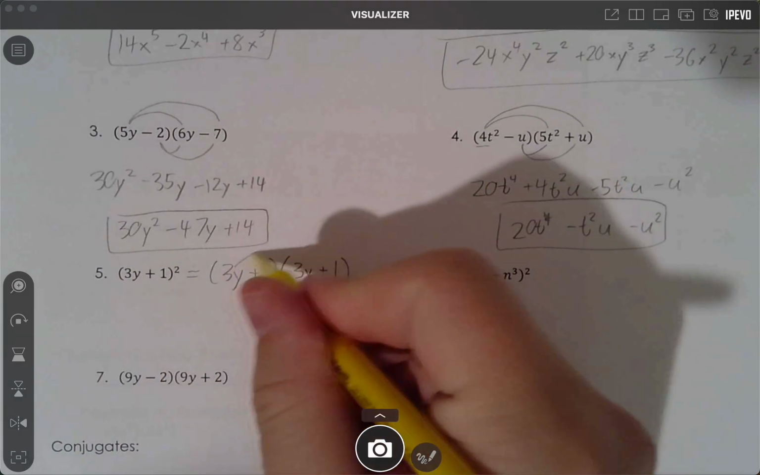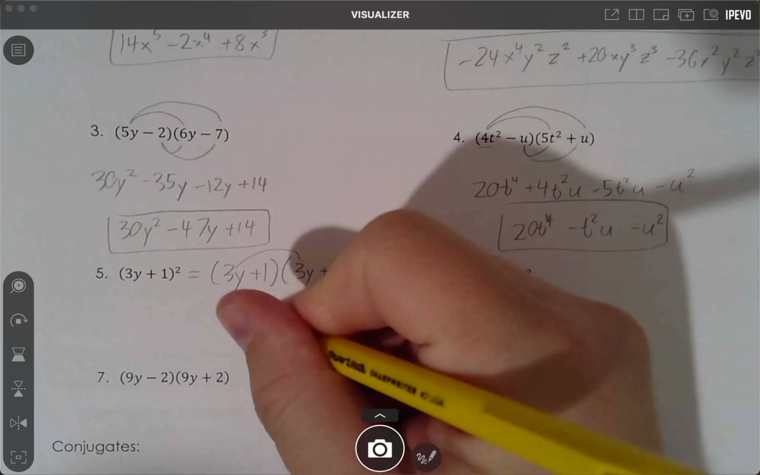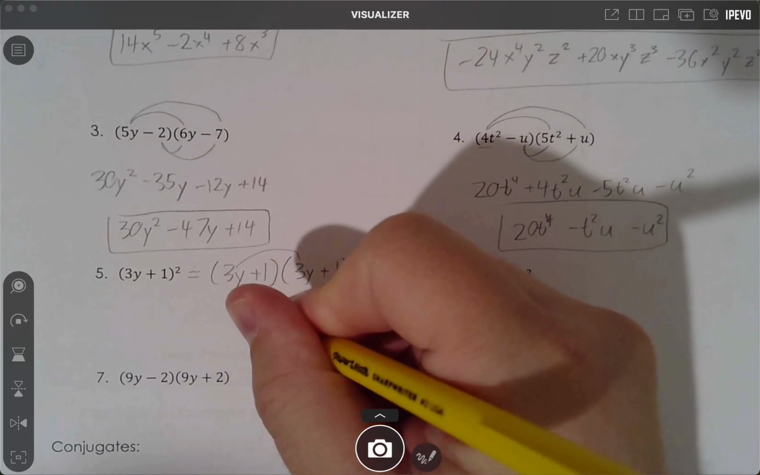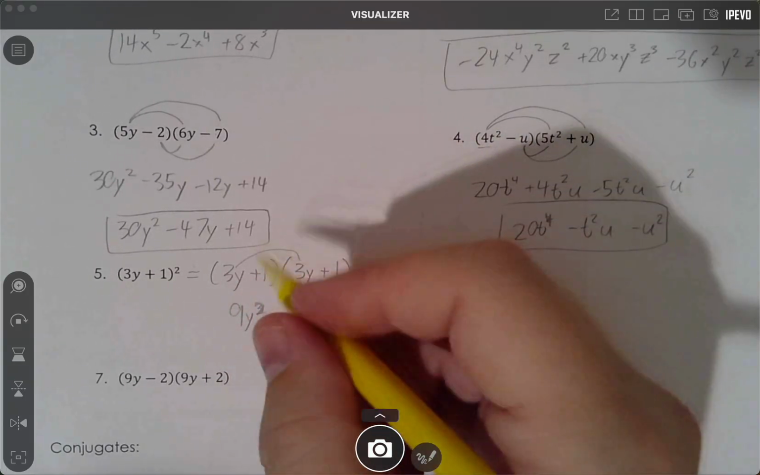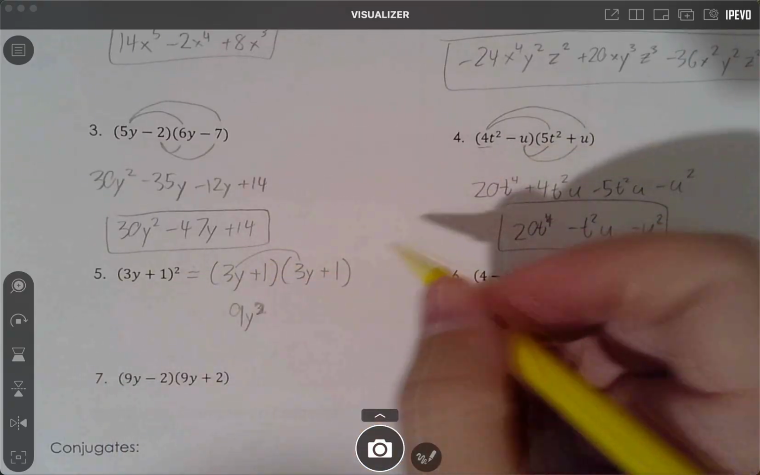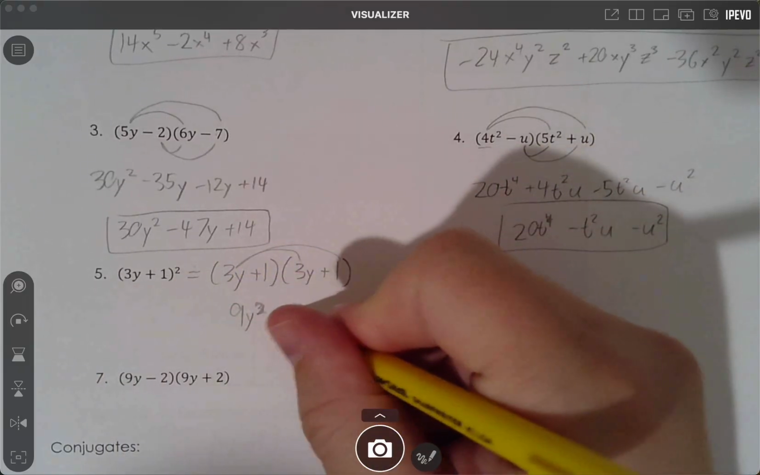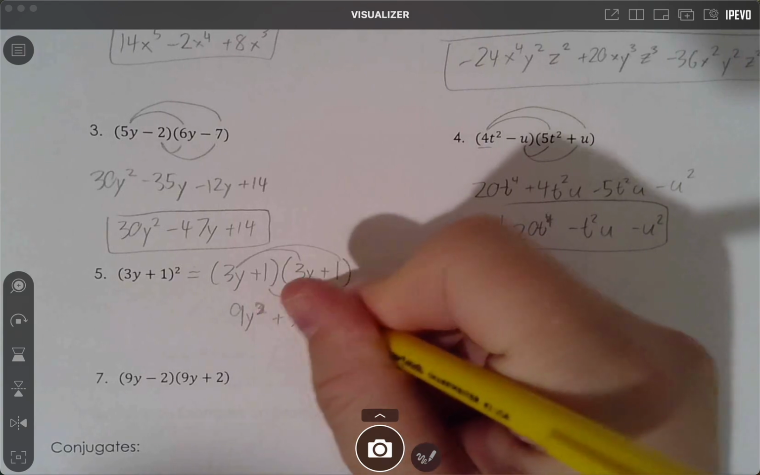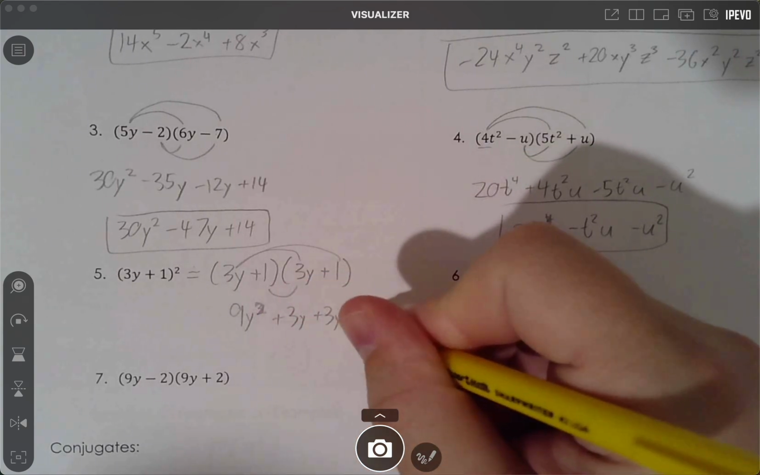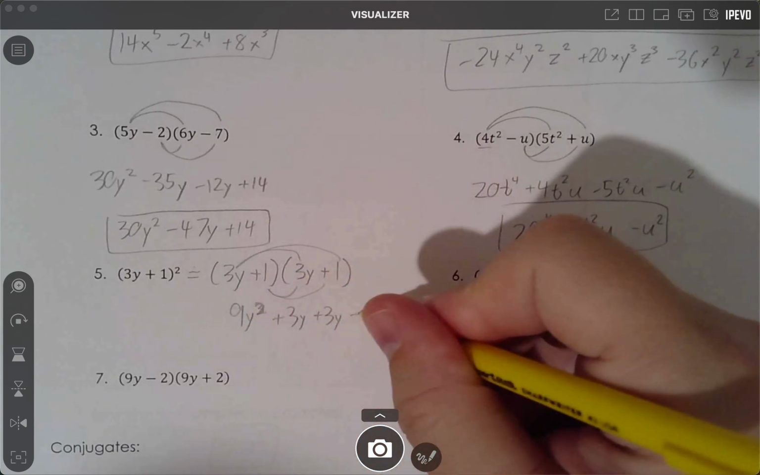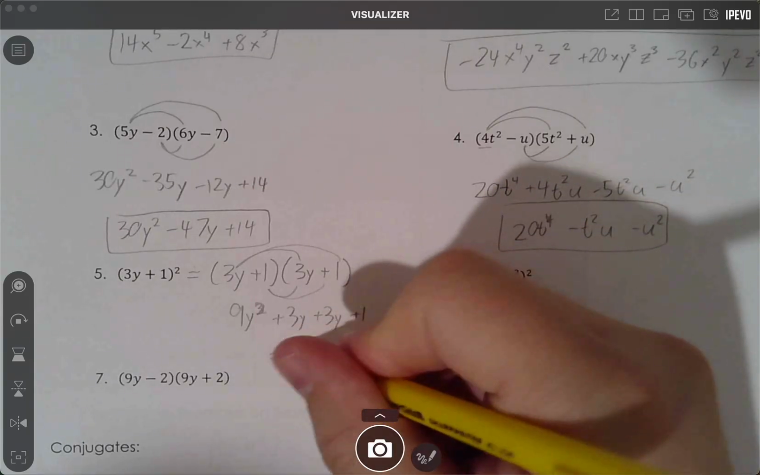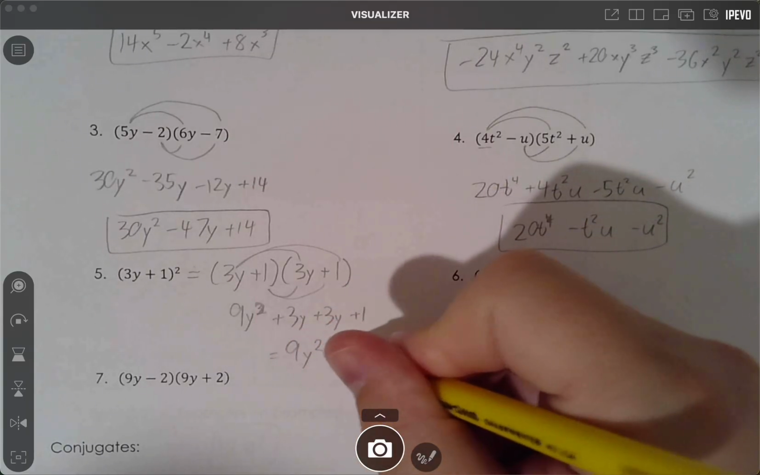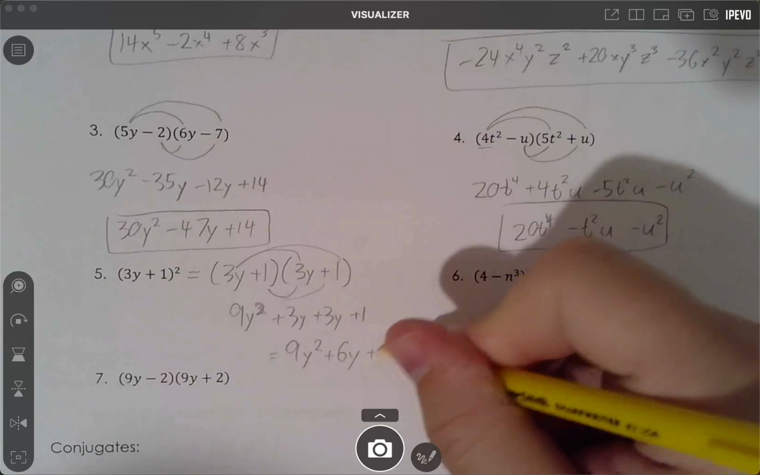Let's see what happens when we FOIL. We do get a 9y cubed. Oops, sorry, squared. I said cubed, I meant squared. I was thinking about 3's. Then I get a 3y. Then I get a 3y. And see, those weren't in what I said before. And then I get a 1. And when I combine all that, I get a 9y squared. I get a plus 6y and a plus 1.